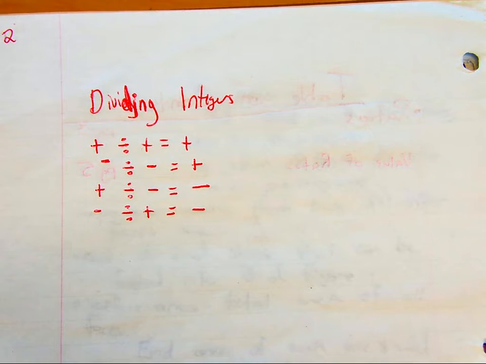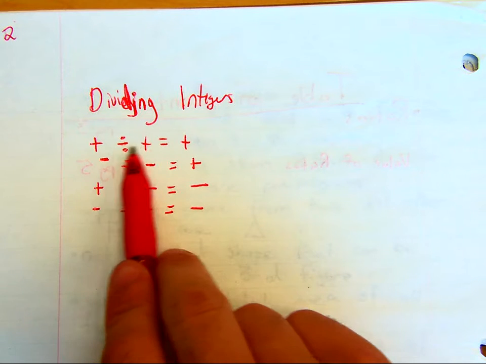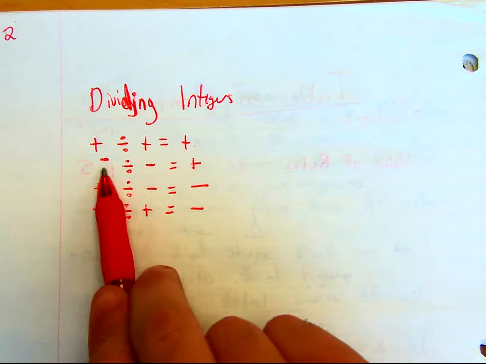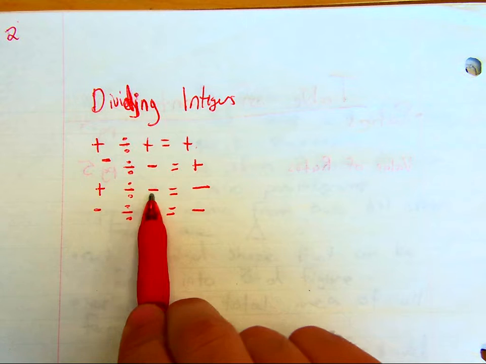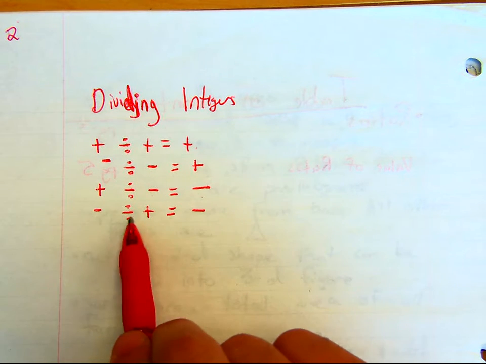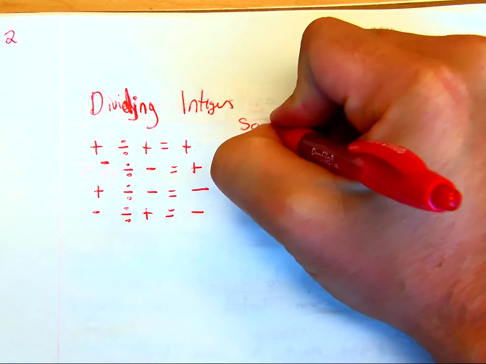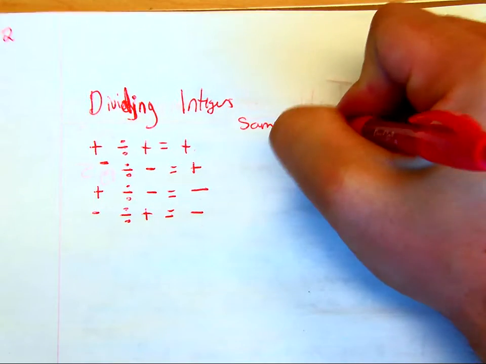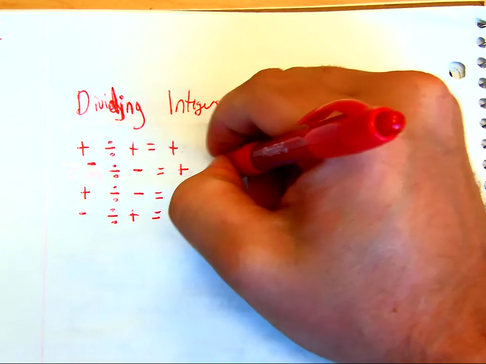Alright, so we're going to be looking into dividing integers. A positive divided by a positive is a positive. A negative divided by a negative is a positive. A positive divided by a negative is a negative. A negative divided by a positive is a negative. This is the same as multiplication. It's the same rules. We're going to look into why.